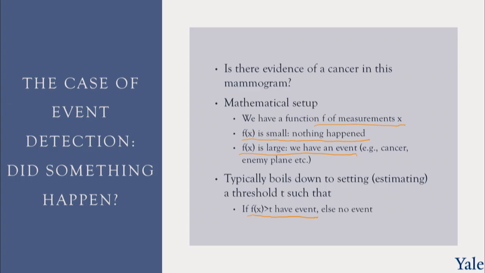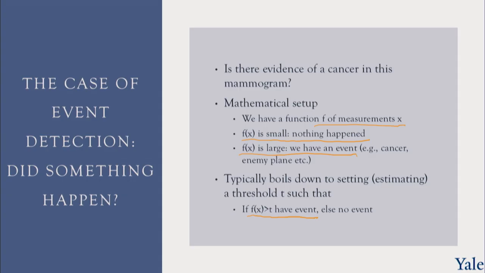So if f(x) is greater than t, we call that event a positive. Our algorithm says we have something. It's not good news necessarily that you have cancer, but that's what a positive cancer test means. It means there's cancer present. And if f(x) is less than t, we call that event a negative. We do not have cancer.